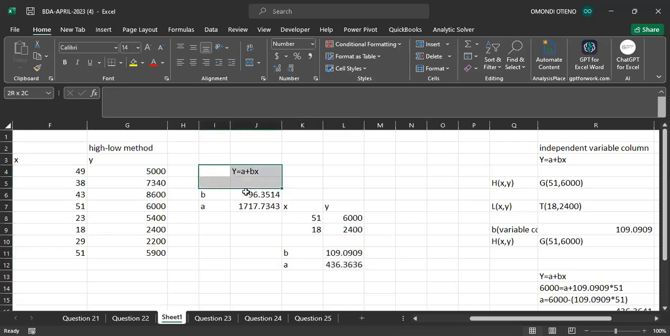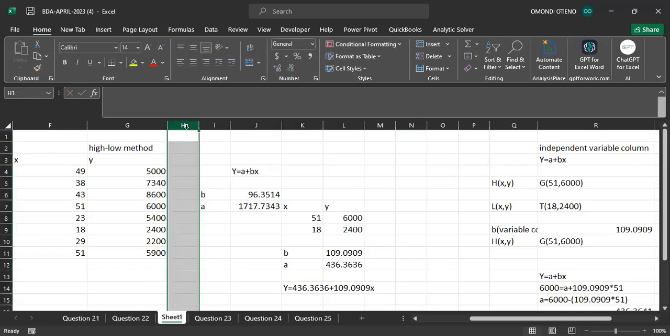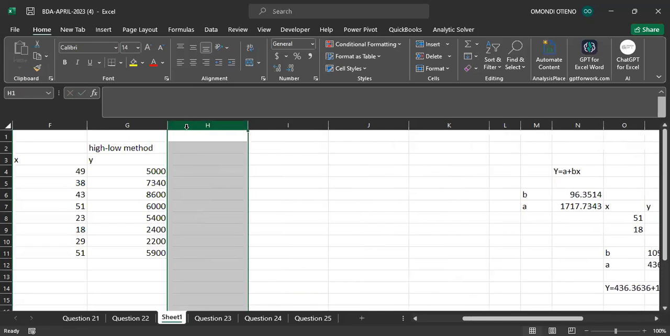Good. But now I want us to proceed still before we get to regression. Our interest is getting the cost function. So it will still give us the cost function in the form of y equal to A. We have A here, 436.3636 plus 109.0909 x. That is the cost function. Don't delete anything, just create space there.